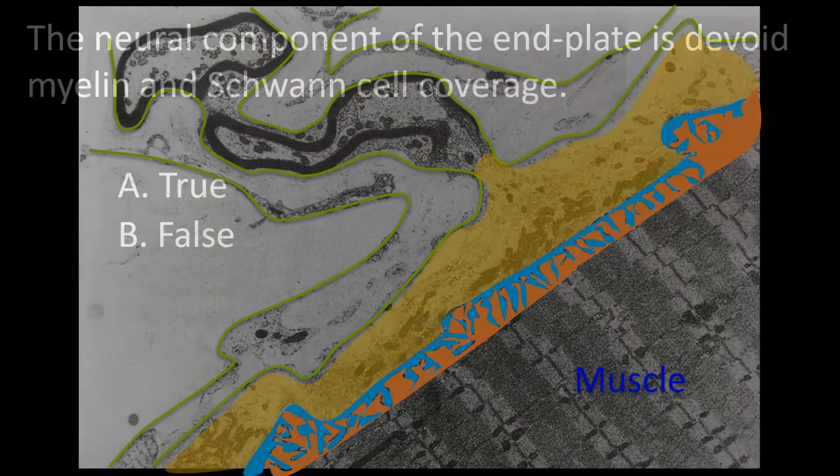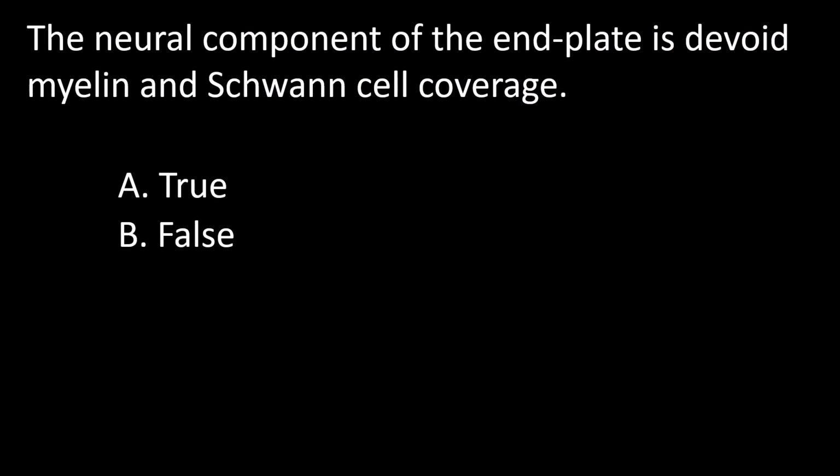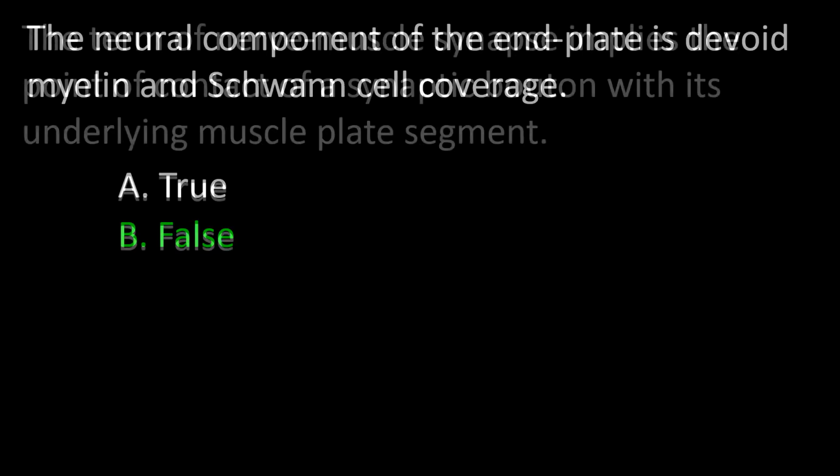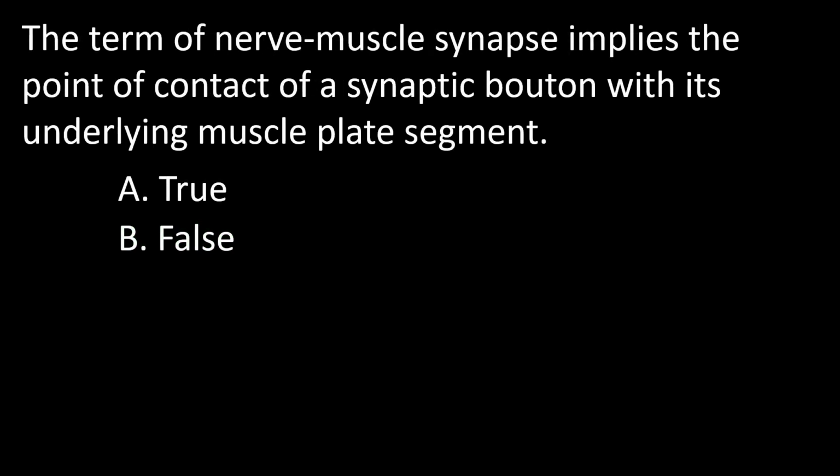This region is rich in acetylcholine receptor channels and voltage-gated sodium channels. The postsynaptic region is a modified segment of the striated muscle. So the answer to this question is B. Next question. The term nerve muscle synapse implies the point of contact of a synaptic button with its underlying muscle plate segment. A true, B false.